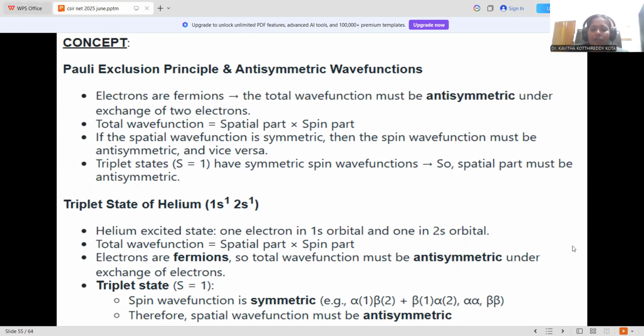Total wave function is equal to spatial part into spin part. Since electrons are fermions, the wave function must be antisymmetric during the exchange of electrons. In the triplet state, S is always equal to 1, and the spin wave function is symmetric. That is alpha 1 beta 2 plus beta 1 alpha 2, alpha alpha, beta beta. Therefore, the spatial wave function must be antisymmetric. So there is always an opposition between these two, spin and spatial.